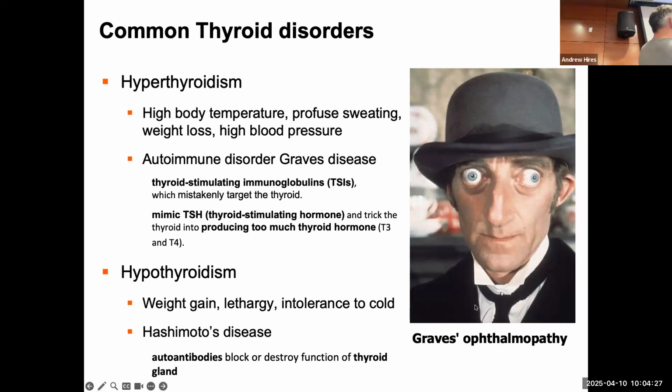Ophthalmopathy. Okay, there we go. So just the bulging of the eyes outward. That's another hallmark of Graves' disease and the extreme form of it. Okay. What about hypothyroidism? Okay, so we've got something else.